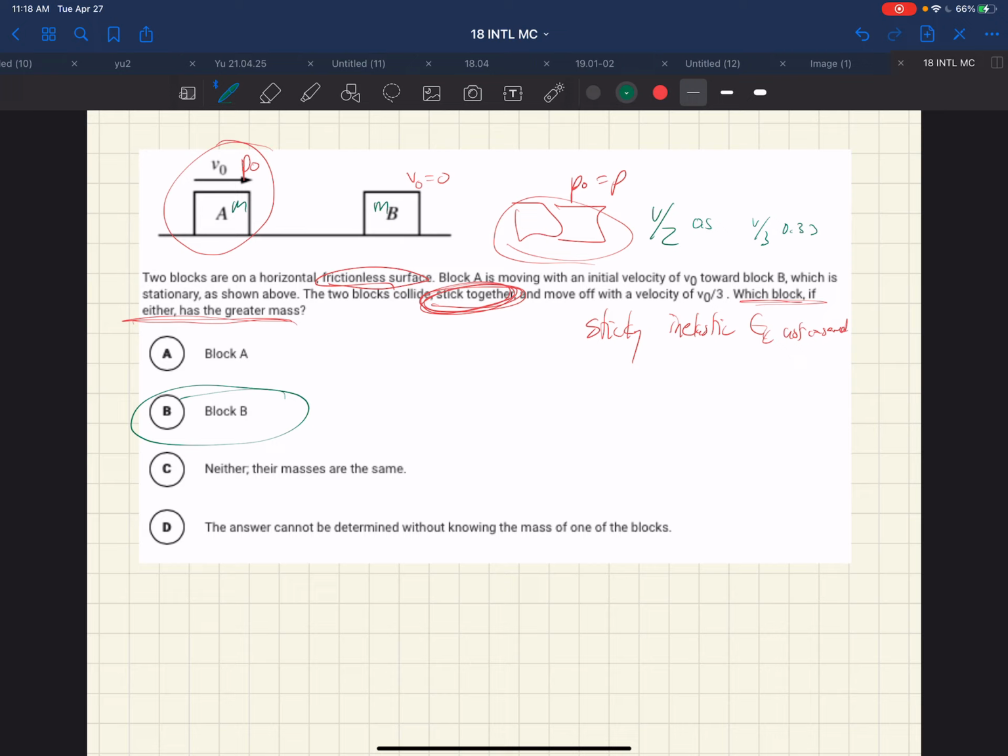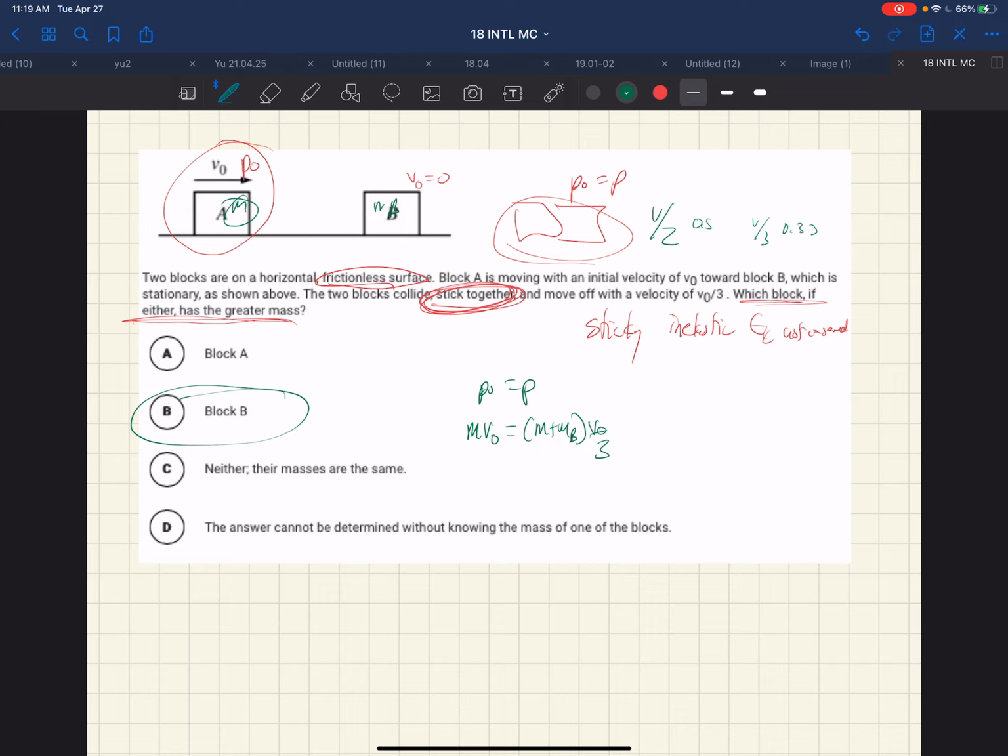And we could demonstrate that algebraically, which some of you may do here. So P0 equals P. Beforehand, we have M V0. We'll call this M, and then we'll call this MB. And the momentum afterward is going to be M plus MB times this new velocity, which we are told is V0 over 3.